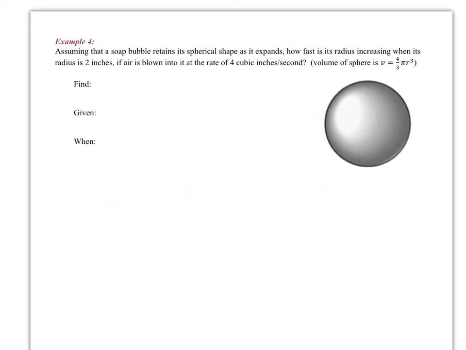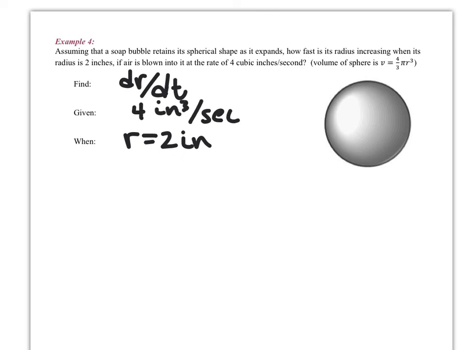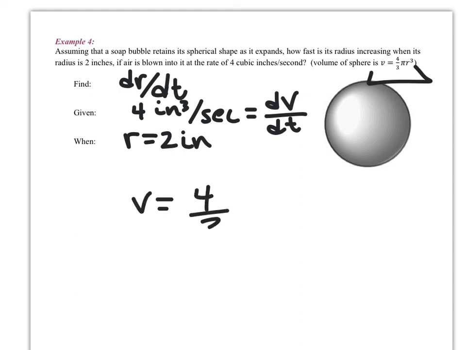Alright, example 4. Assuming that a soap bubble retains its spherical shape as it expands, how fast is the radius increasing, so dr/dt, when its radius is 2 inches, if air is blown into it at a rate of 4 cubic inches per second. So this is dV/dt. We were nice enough to give you the formula for the volume of a sphere, which is 4/3 pi r cubed.